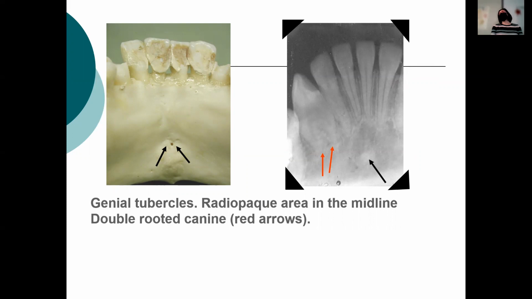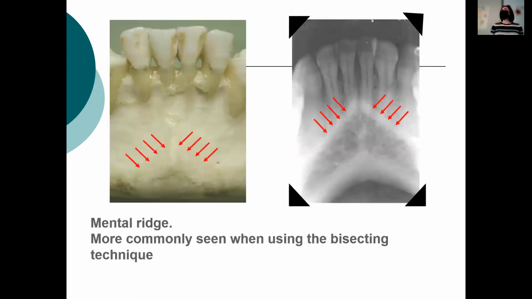And then this is just a little anomaly. It's a bifurcated root on a canine. So that's just a funny little extra thing to look at. And then mental ridge again, here and here on the skull. And then it's really obvious here. And you can also see a good lingual foramen here. Can't really see a fossa very well, I don't think.